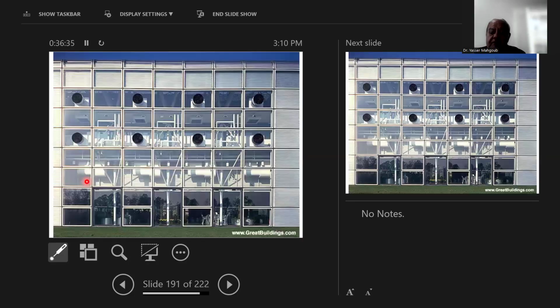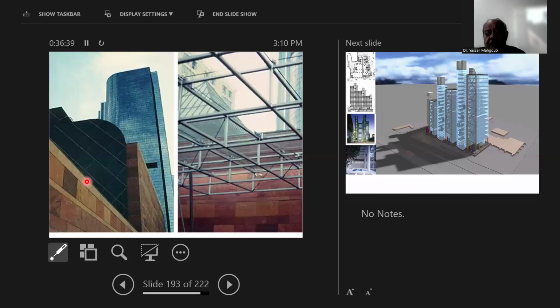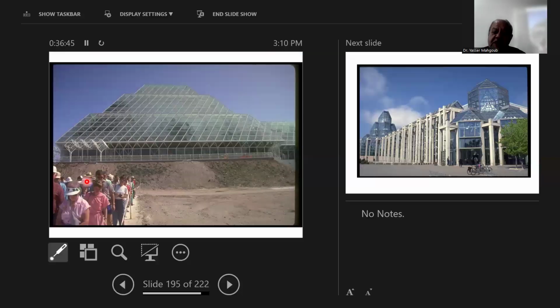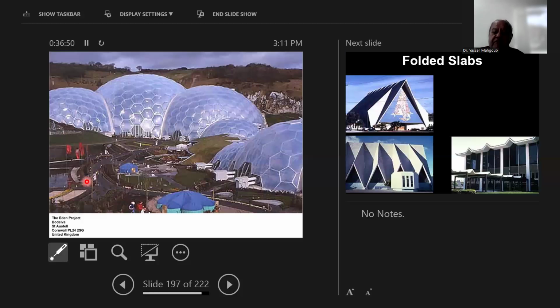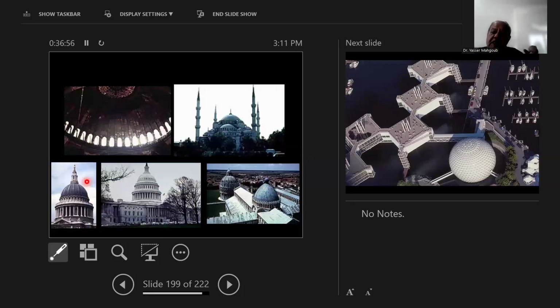Okay, I think that is the end of the presentation. These examples are just illustrations of how structural systems can affect your design positively or negatively. And you need to select the appropriate system for your project.